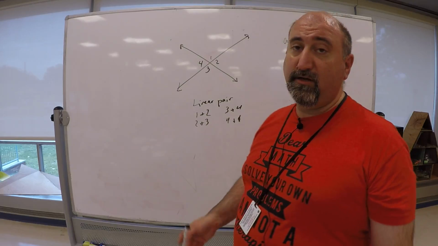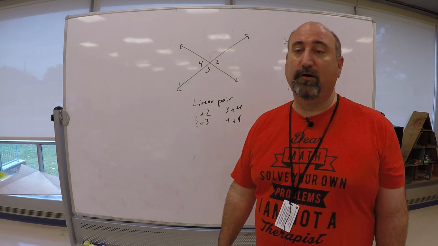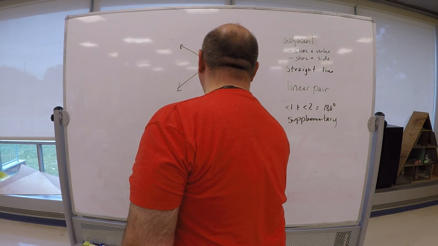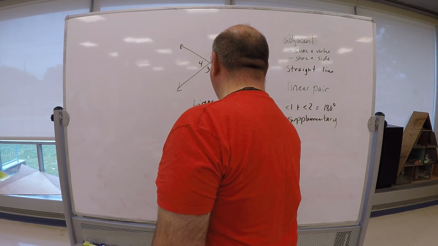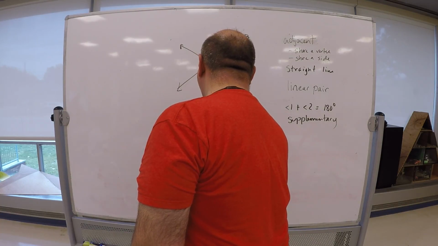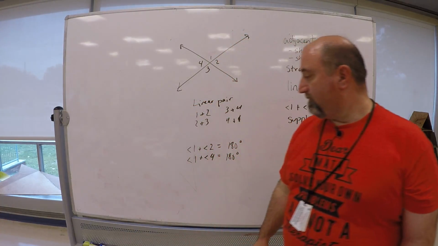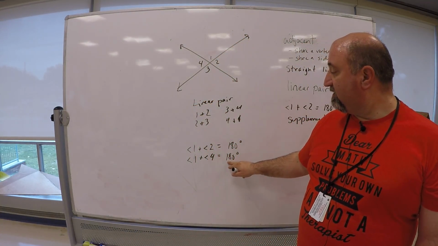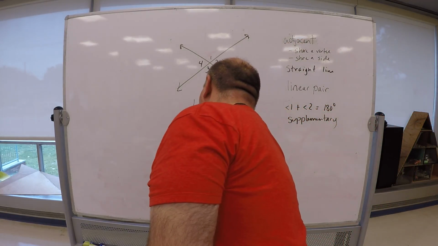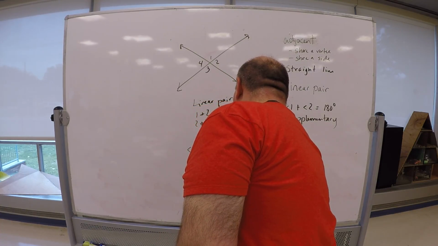Based on that information, we can discover some new information about these angles that we really didn't know before. Specifically, if we know that angle 1 plus angle 2 is equal to 180 degrees, and if we know that angle 1 and angle 4 add up to 180 degrees, we can then, because things that are equal to the same thing are equal to each other, say that angle 1 plus angle 2 is equal to angle 1 plus angle 4.